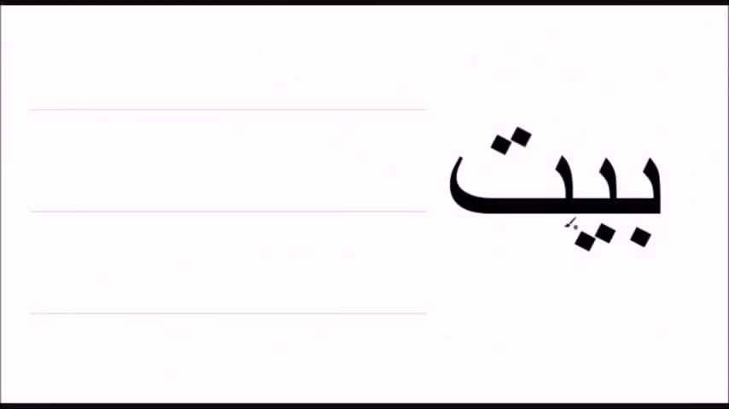The word beit, which means house, is written with one continuous line. Ba, ya, and ta. If we don't put any diacritical marks on these letters, we won't know how to read the word.